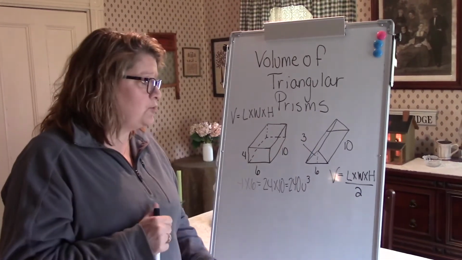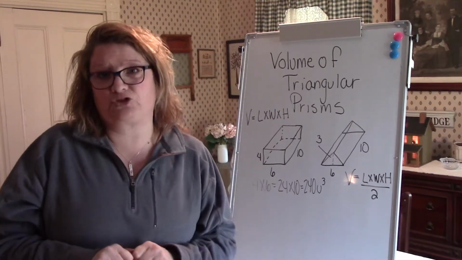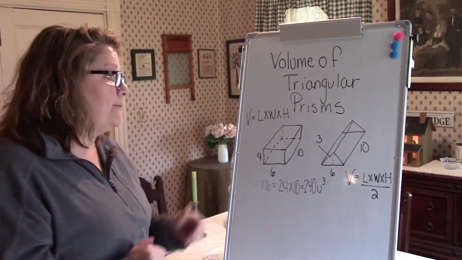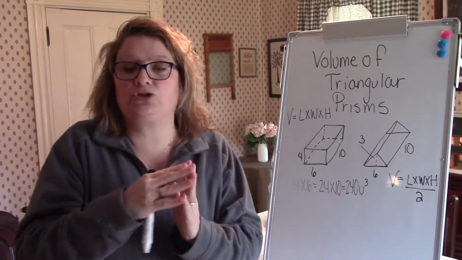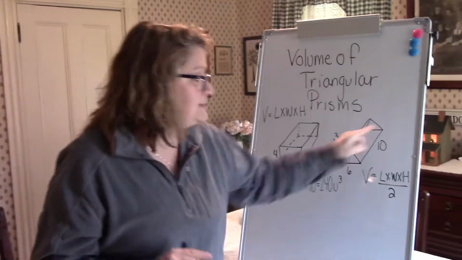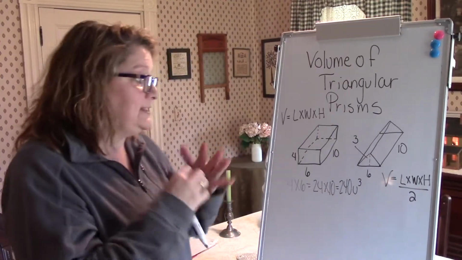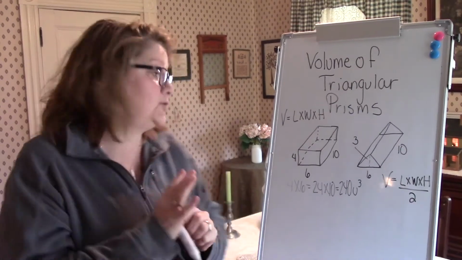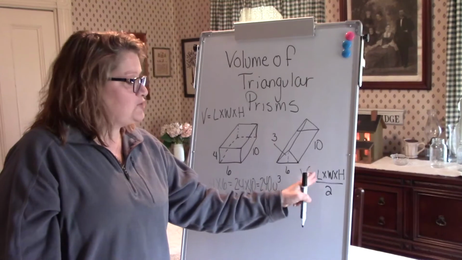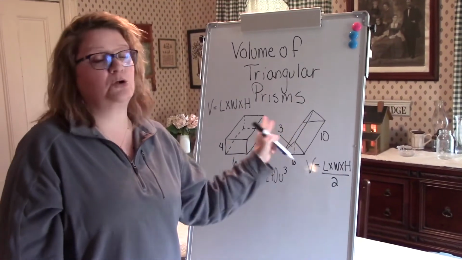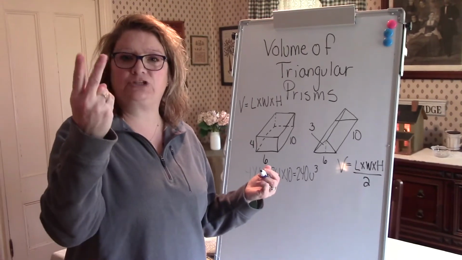The video that we showed you along with my video talks about finding the base measurement, okay, and taking that measurement and dividing it by 2 and then multiplying that times the height. I think it can get a little confusing personally, and I think the easiest way to find the volume of a triangular prism is to find the measurements, the length, the width, and the height of the whole triangular prism, take those numbers, multiply them together, and then divide by 2.